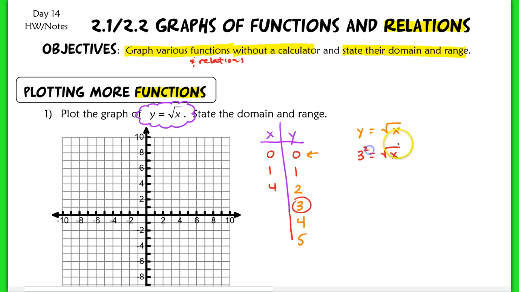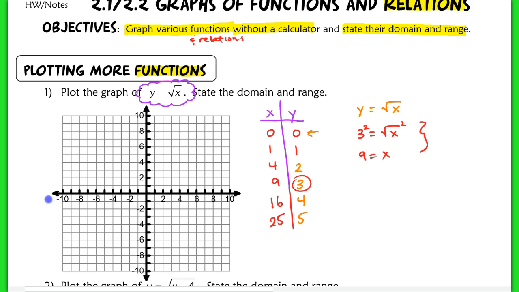Well, if I square both sides here, I end up with 9. So the coordinate here would be 9 comma 3. Now you might be able to do the points for a y output of 4 and 5 easily in your head, right? Because the square root of 16 would give me 4, and the square root of 25 would give me 5. And I'm sure most of you would be able to do this table without really having to set up the equations over here.